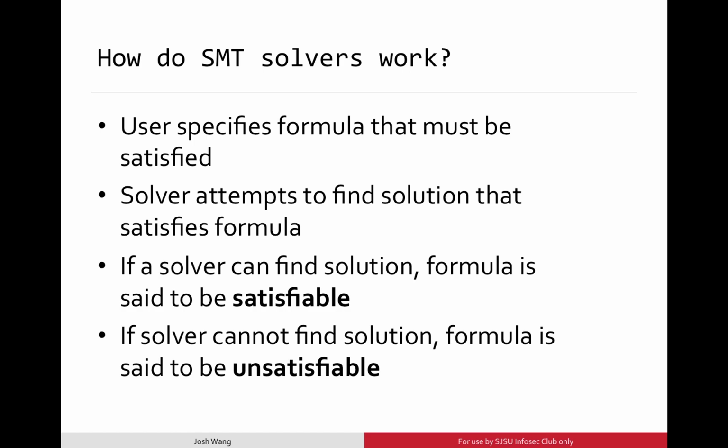So basically, there's a few steps. The user specifies the formula that must be satisfied. In other words, the constraints that must be satisfied. And then the SMT solver attempts to find the solution that satisfies the formula. If a solver can find the solution, the formula is said to be satisfiable. If a solver cannot find the solution, then the formula is said to be unsatisfiable. So now let's talk about how we actually generate constraints from a program.